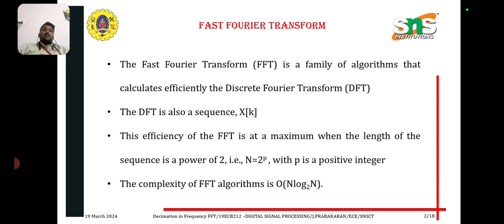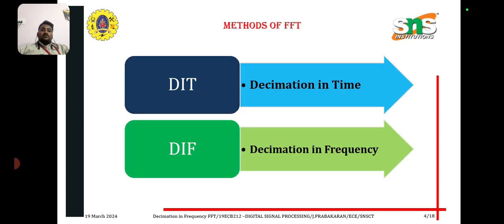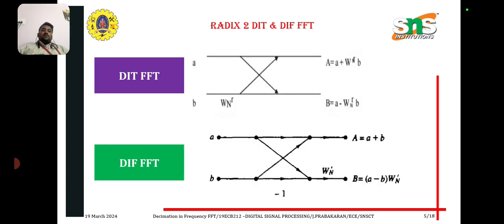Similarly, twiddle factors, which are complex exponential terms, are used in butterfly operations, similar to the FFT algorithm. These factors are pre-computed to reduce computational overhead during execution. Capital X of k is the input of the DIF, and small x of n is the output of the DIF. This is the time domain, and this is the frequency domain. In DIF we have two inputs and two outputs.